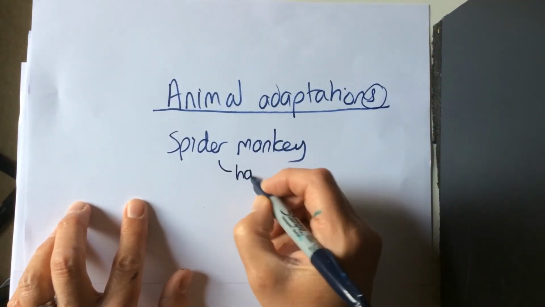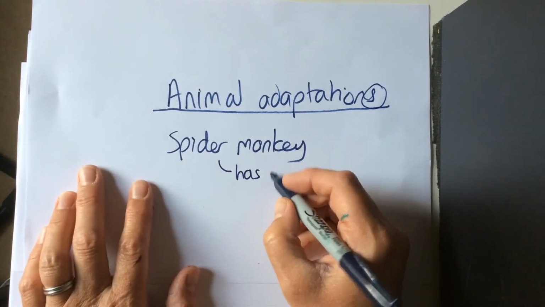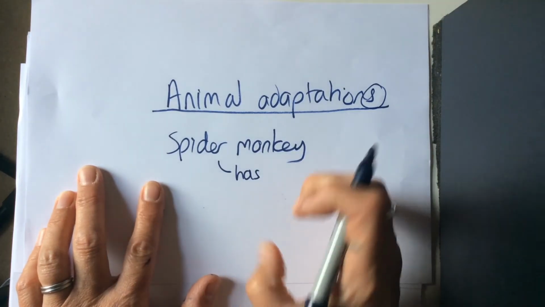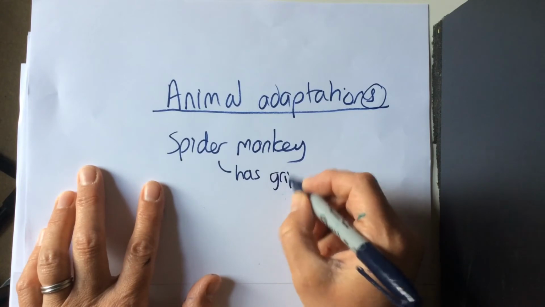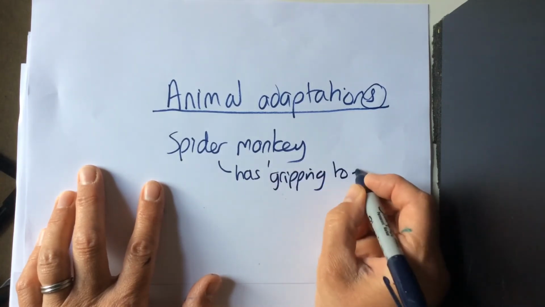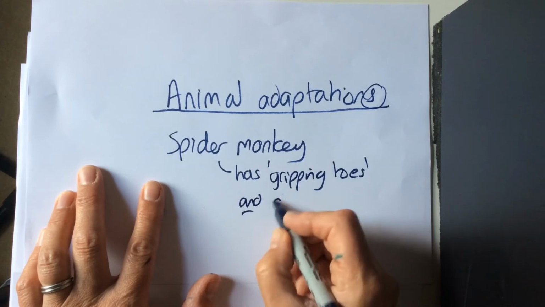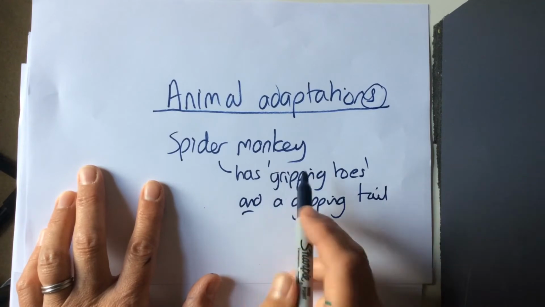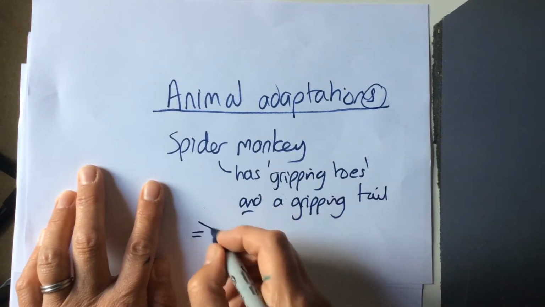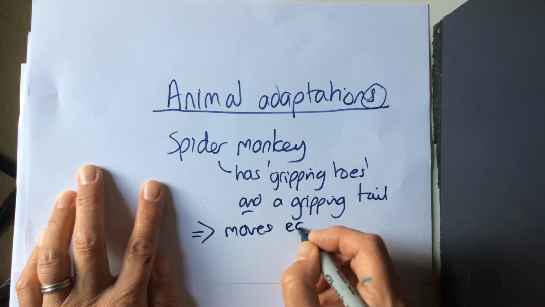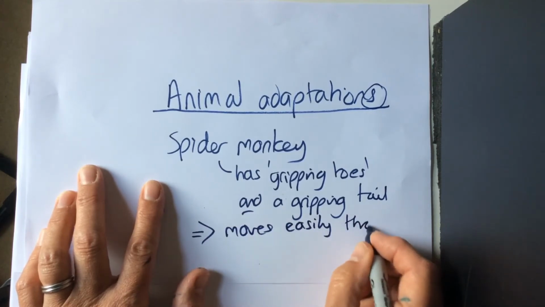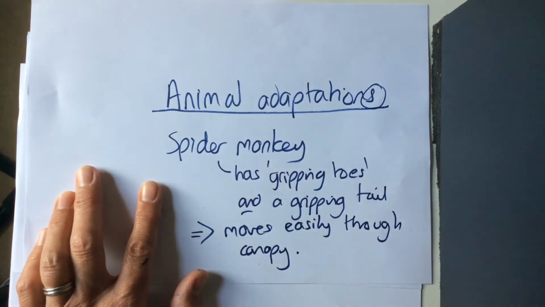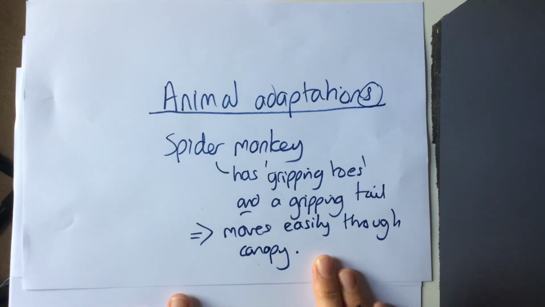But the spider monkey has what's called an opposable thumb, and basically its feet, so the toes of its feet, have a similar grip. So it has gripping toes, which means that it can easily move around, and a gripping tail. So a spider monkey is able to move very easily through the canopy. Now, why might that be a good thing? Why might that be a good adaptation to have?